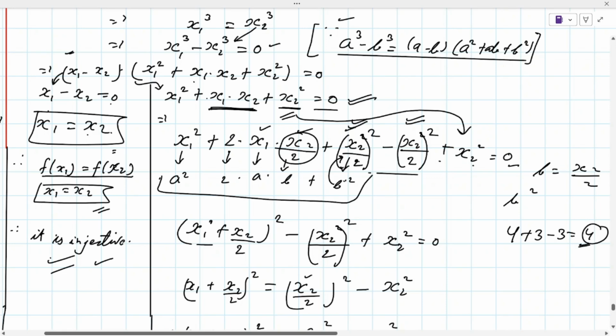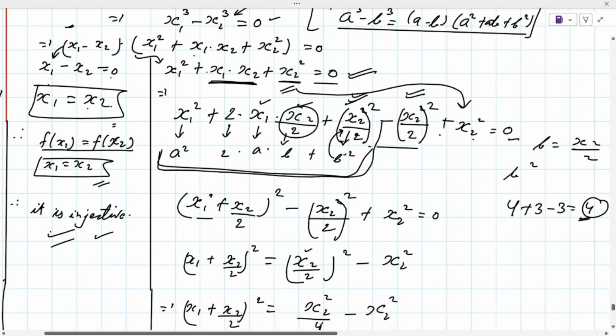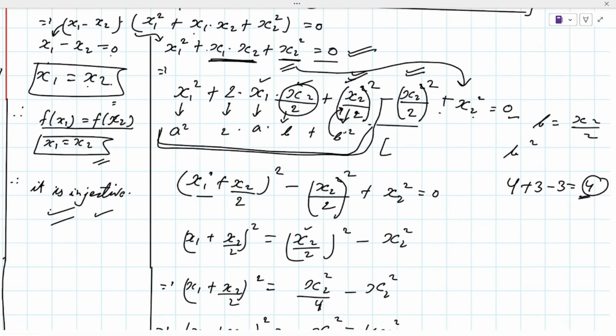Okay, now this part will be a square plus 2ab plus b square, which will be a plus b whole square, right? है ना? Here on the side you can write that since a plus b whole square is equal to a square plus 2ab plus b square. Okay, is it clear? Yeah, clear. So I have written it in this form and I have written this minus x2 by 2 whole square and plus x2 square, this one. Okay, it will be 0.